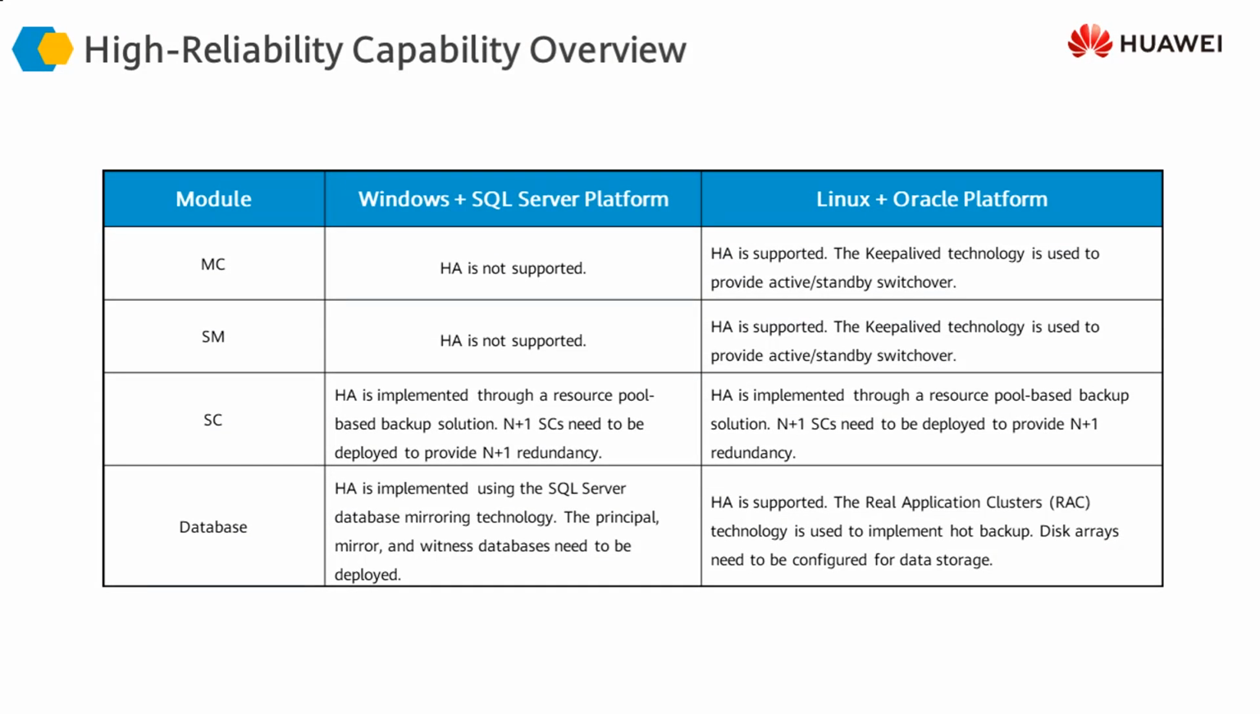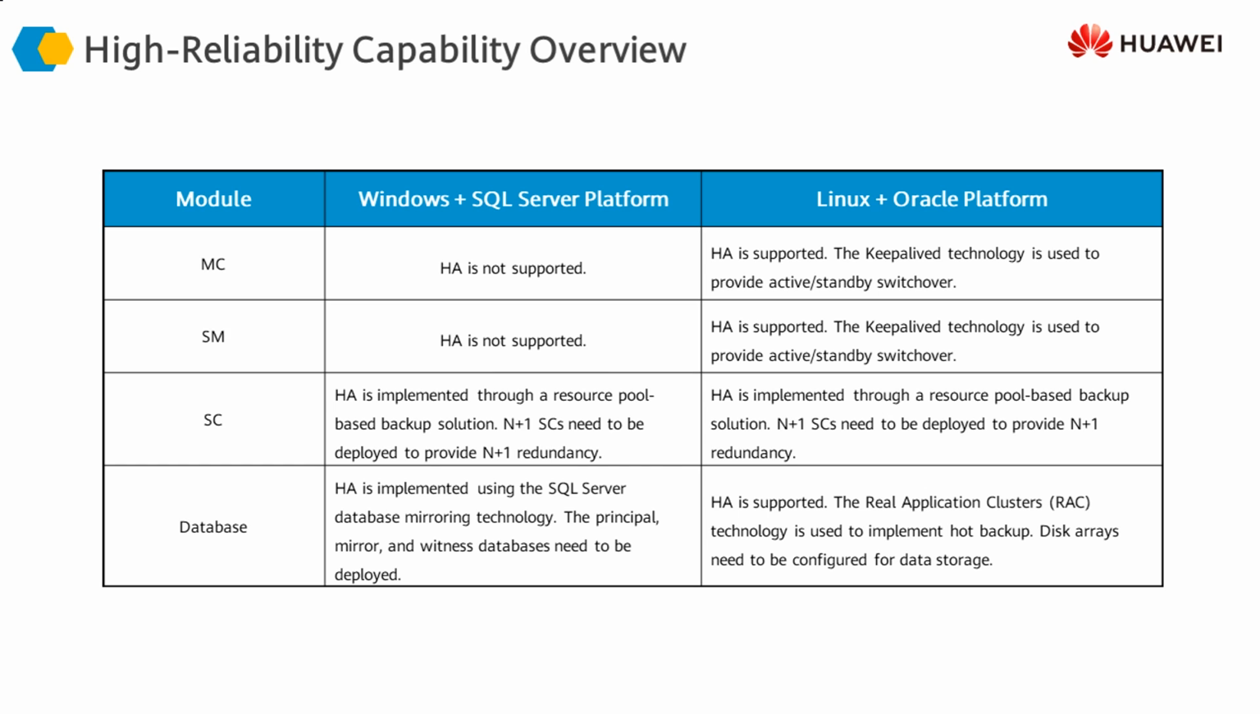If you look at different scenarios, if we have a Windows plus SQL Server platform, it does not provide high availability for management center or service manager. It only provides high availability for database in the form of database mirroring. We can implement database mirroring and it can provide us with database high availability. The service controller can be deployed redundantly in the form of n+1 redundancy, which means that one redundant service controller can be used for any number of active service controllers.